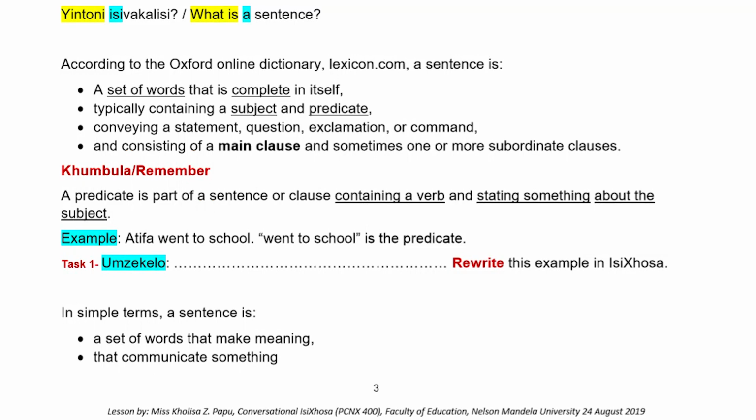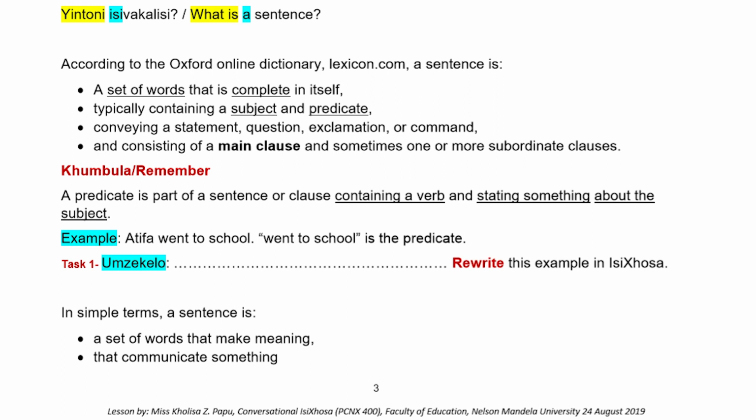So now we have had an explanation of what a sentence is in general. To summarize, a sentence is a set of words that make meaning when they stand on their own. And those words must communicate something. And they must feel complete standing on their own.